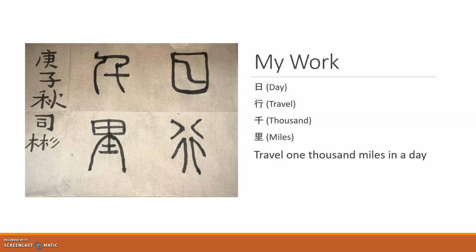The smaller characters at the top left are just the date and my name. The top two characters mean 2020, and then it means autumn under that, and then under that is my name, which is Sebin.